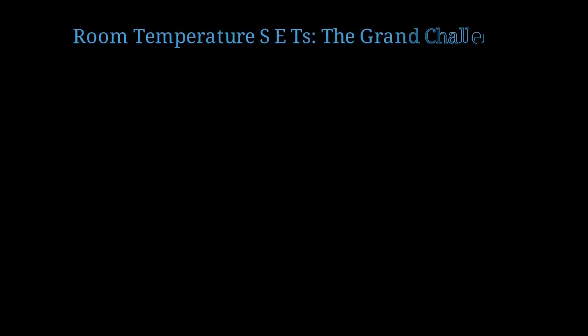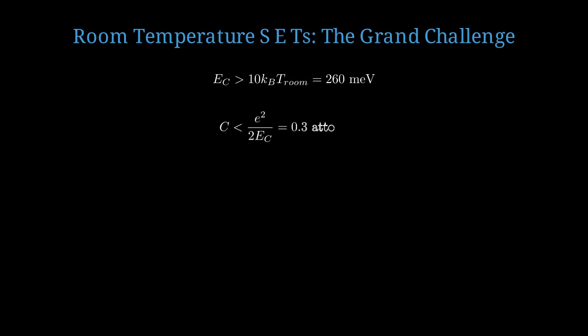The holy grail of SET research is achieving room temperature operation. What would this require? For room temperature operation, we need the charging energy to exceed 10 times kBT at 300 Kelvin. This means EC must be greater than about 260 millielectron volts. Using our charging energy formula, this requires a capacitance less than about 0.3 attofarads. This is extremely challenging to achieve.